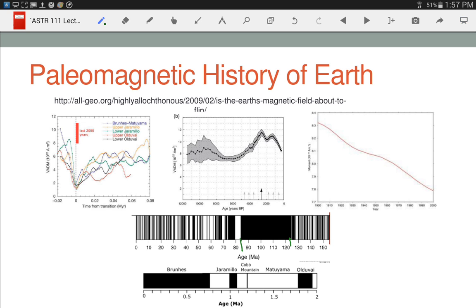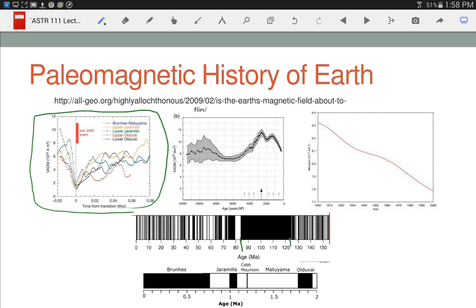And this graph right here is showing what happens to the strength of the Earth's magnetic field coming into a change in magnetic field. And there are some people who interpret this to say, yeah, we might be just a few tens of thousands of years from a magnetic flip for the Earth. We don't know enough to be able to make a reliable prediction there.